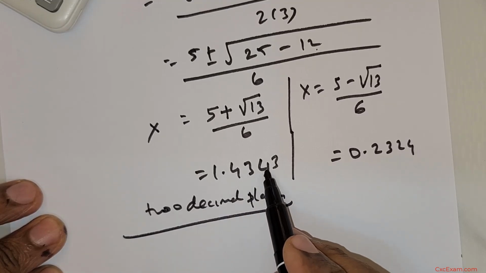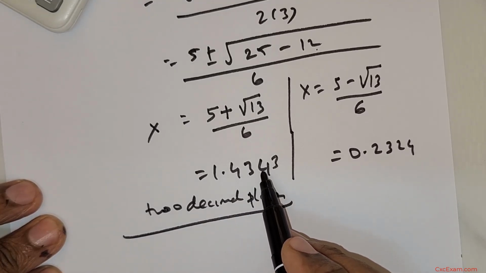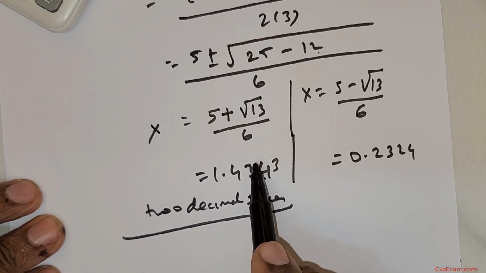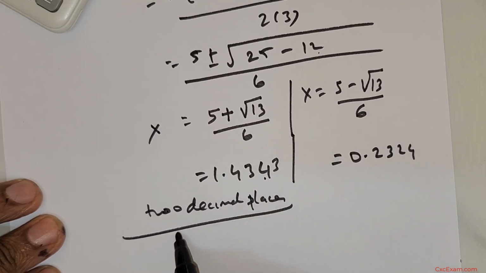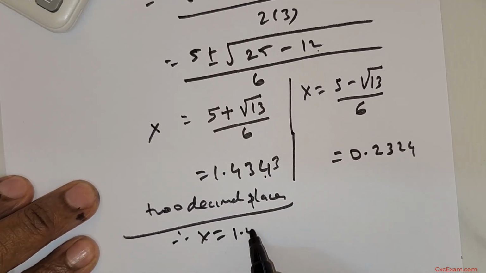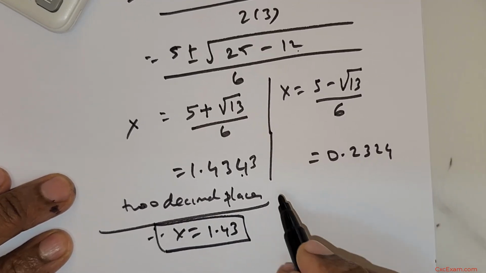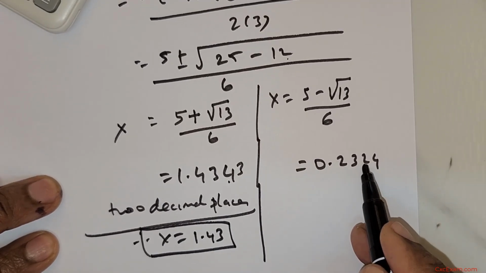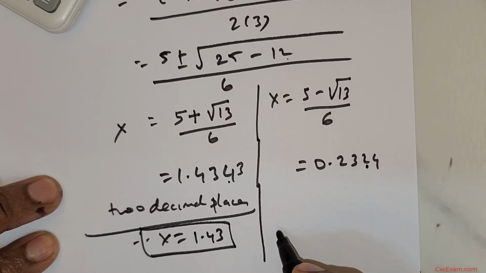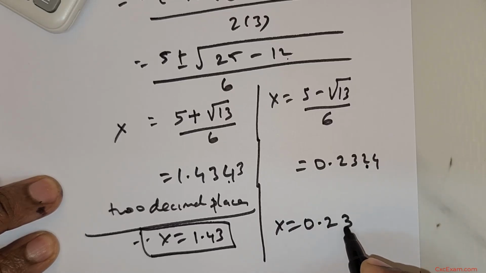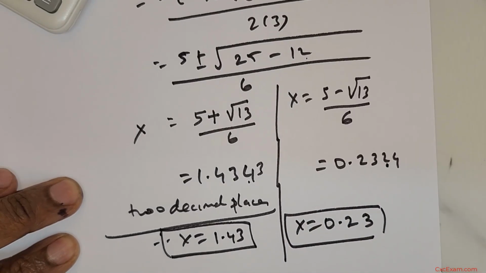Okay, so you go to the third place. So you have anything equivalent to 5 or greater than 5? No. So therefore x is equal to 1.43. Over here go to the third place. Is there anything significant? No. So x is equal to 0.23. So that's the solution for this question.